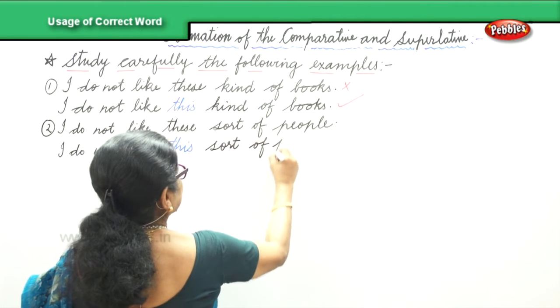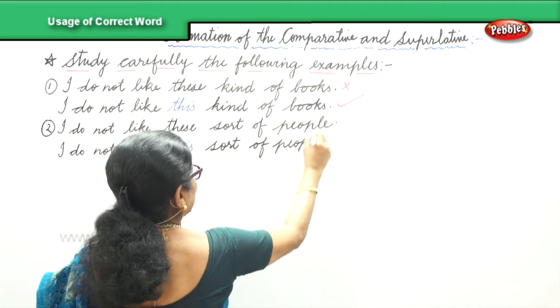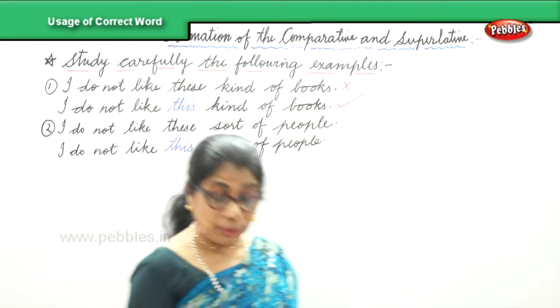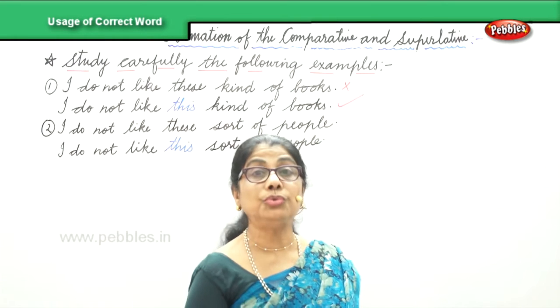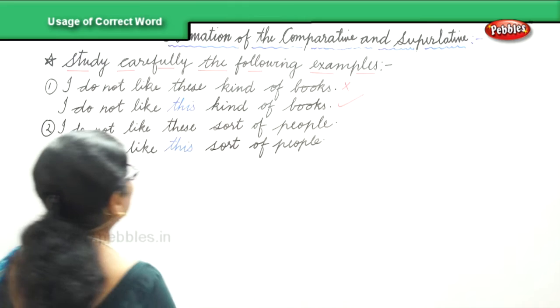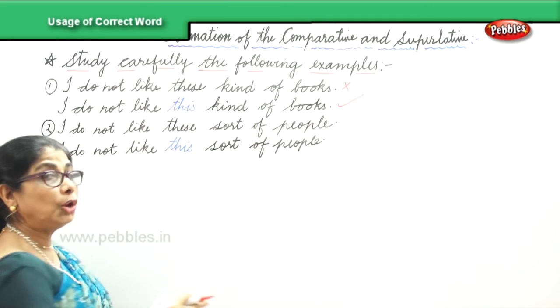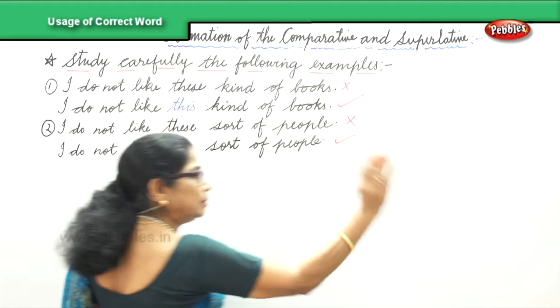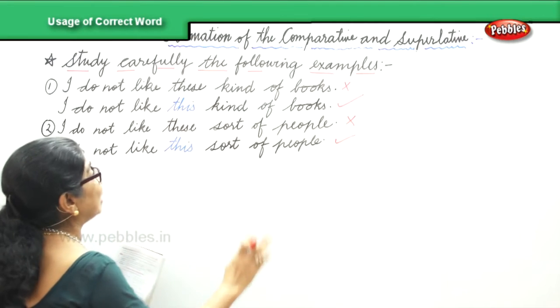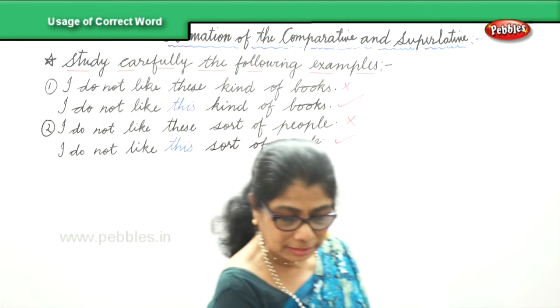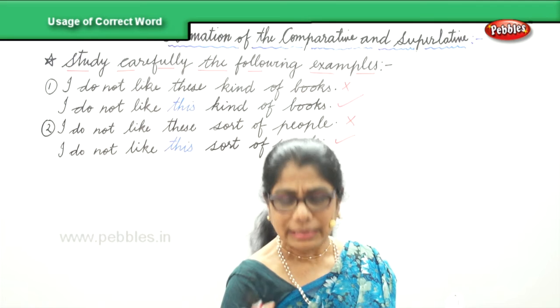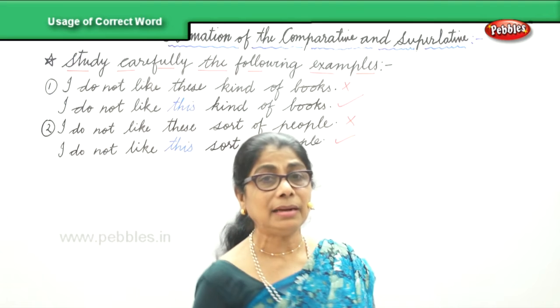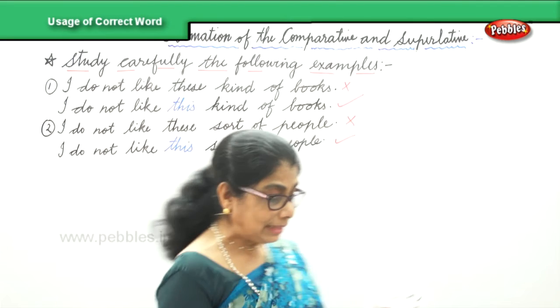Okay? When you say and when you write, sometimes you do not look. I do not like these sort of people. Normally we say it, but it is not correct. You must say this sort of people, this kind of. Okay? Just be careful. Slight correction, but it makes a lot of difference. Now, let's take another sentence.